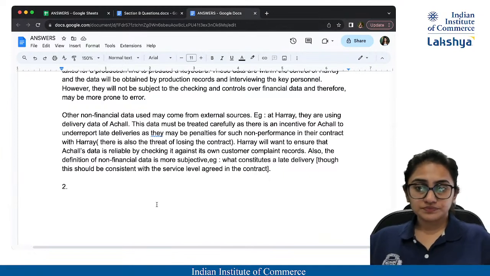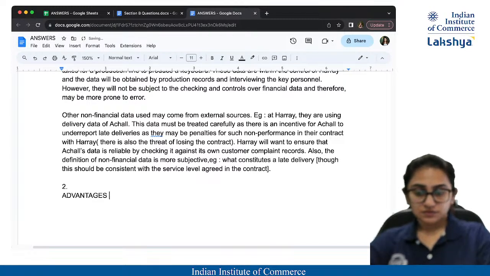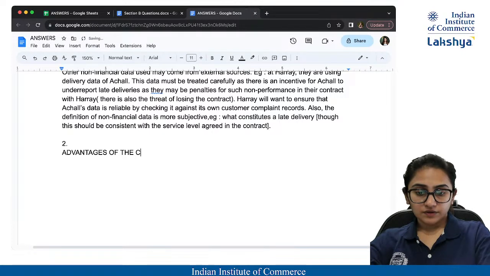So, advantages of the current budgeting system.